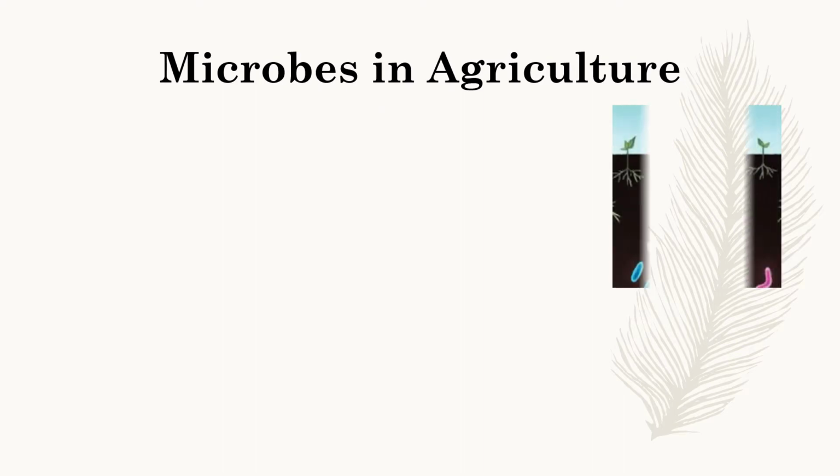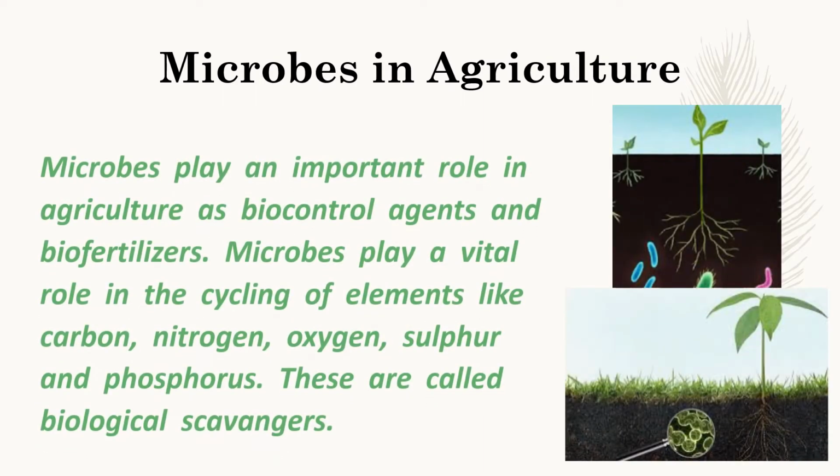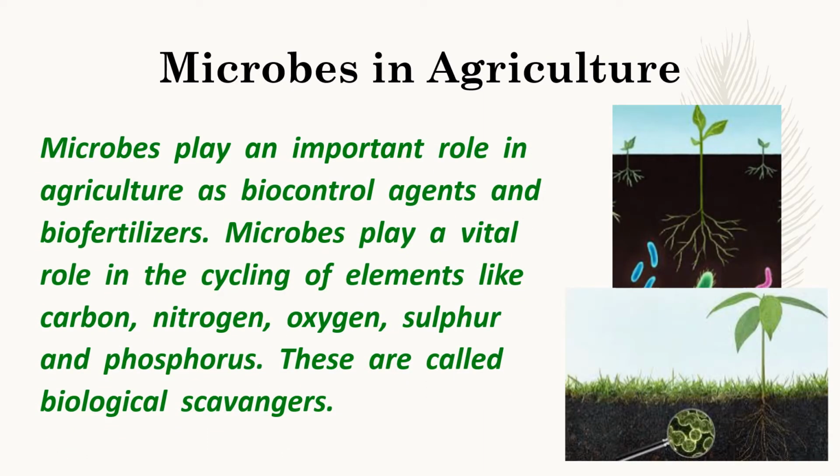Microbes in agriculture. Microbes play an important role in agriculture as biocontrol agents and biofertilizers. Microbes play a vital role in the cycling of elements like carbon, nitrogen, oxygen, sulfur, and phosphorus. These are called biological scavengers.